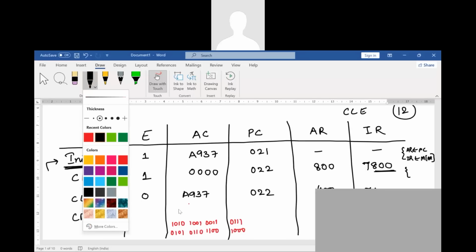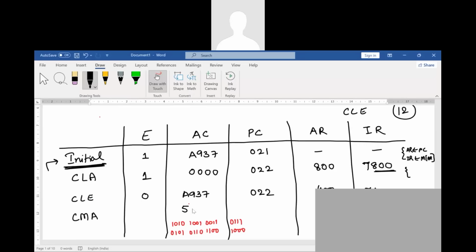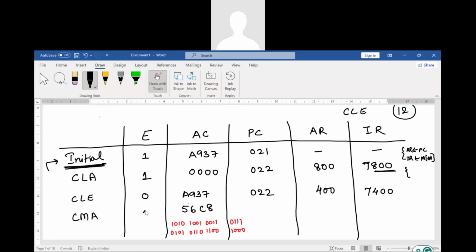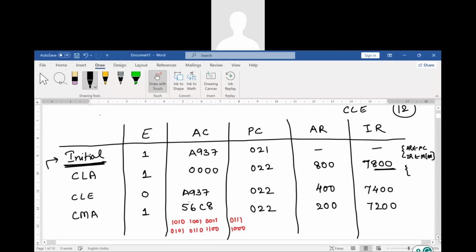Now what is the value of the complemented accumulator? Let us write it here. 0101 is 5, 0110 is 6, 1100 is 12, which is C, and 1000 is 8. So my updated value of accumulator would become 56C8. The value of E would remain unchanged. PC would become 022. The code for CMA is 7200, so the value of AR is 200.